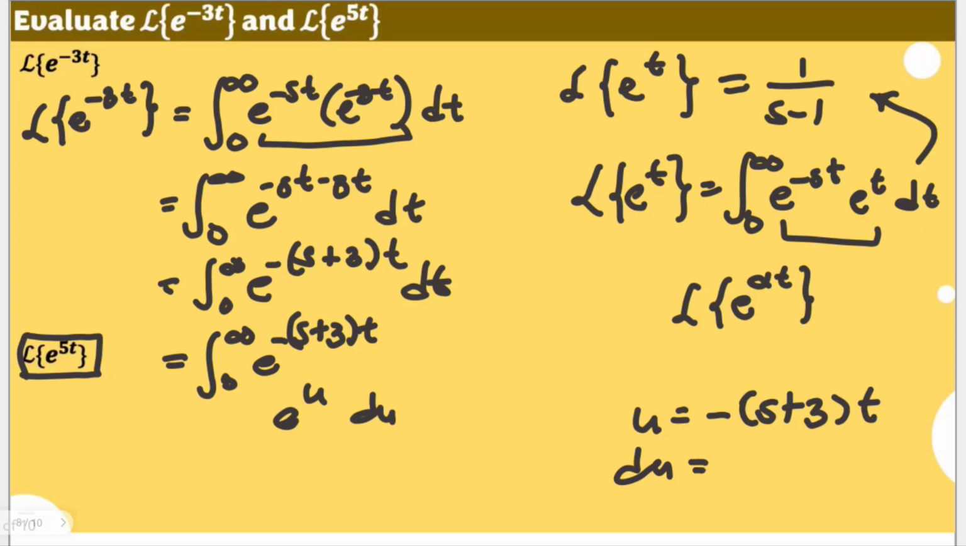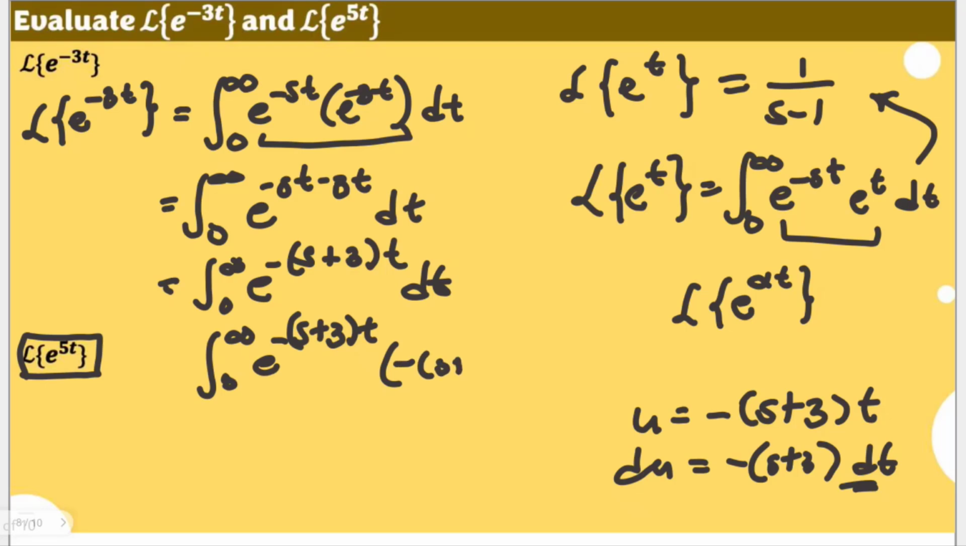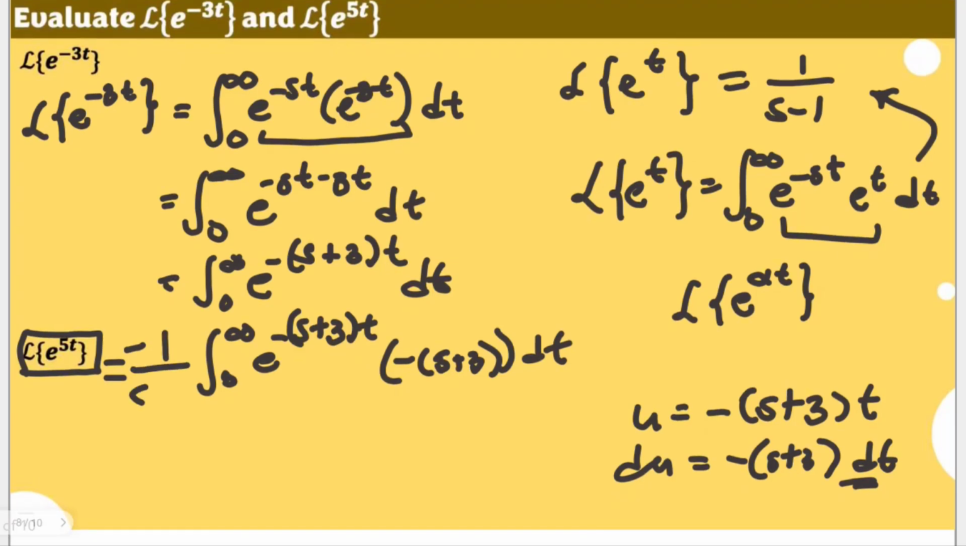as you take its derivative with respect to t, this would be a constant. You will have here the negative of s plus 3. This is what you need to add for dt to integrate this. So basically, that's again what you need to add here. So you will be multiplying by negative of s plus 3 dt. To neutralize this, of course, we are going to divide by negative as well, 1 over s plus 3.